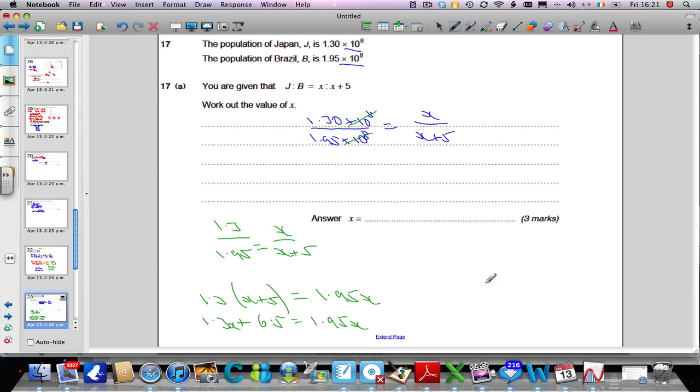Let's bring all the x's to one side. So we get 6.5 is going to be equal to 1.95x take away 1.3x, which is 0.65x. Now divide both sides by 0.65, just in case you're unsure. 6.5 divided by 0.65 is 10. So x is 10.